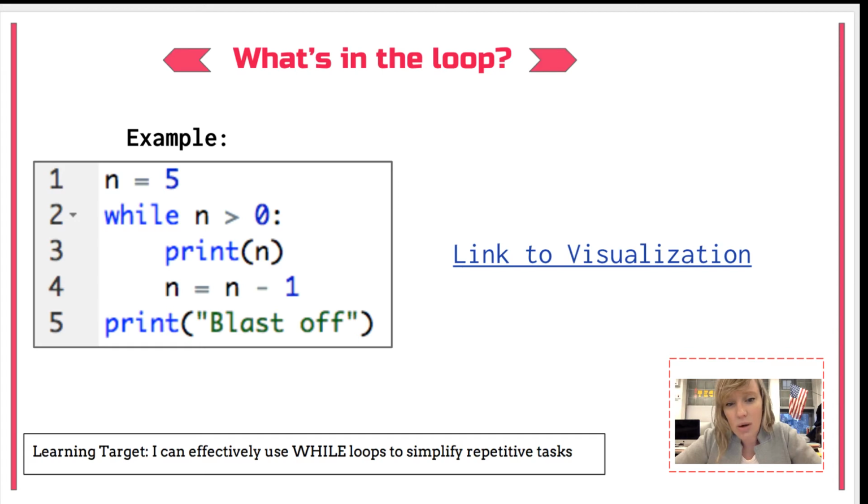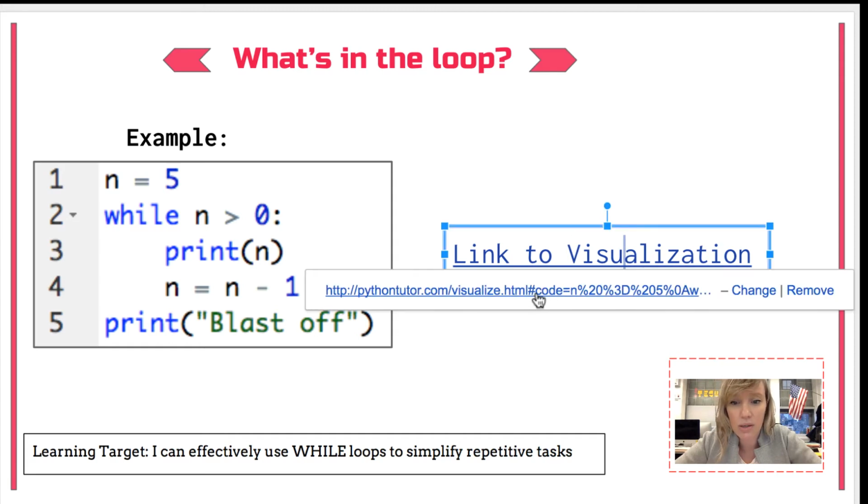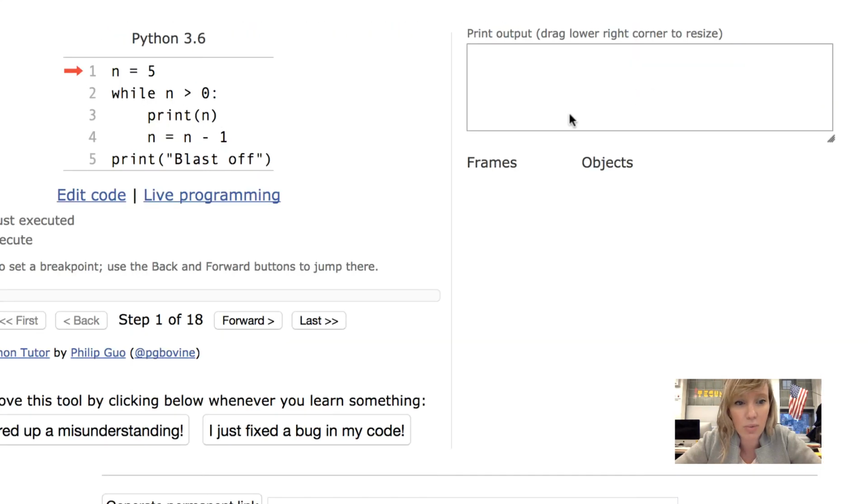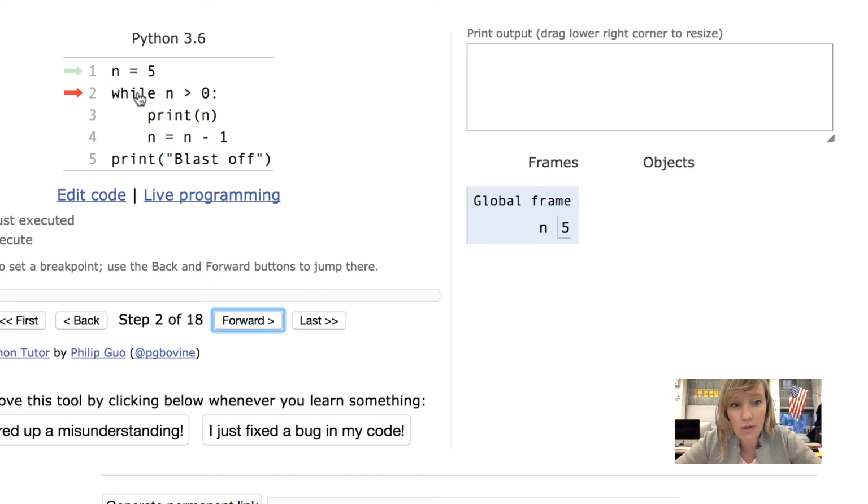Okay, so let's talk about this loop right here. So I want to look at the idea of something inside of a loop and something outside of a loop. Okay, so we're going to, again, review this through Python Tutor. Here I give the initial value of the iteration variable to be 5, and I say while n is greater than 0, print n, and then subtract 1 from n. Okay, so here, after line 1 is executed, n is set equal to 5.